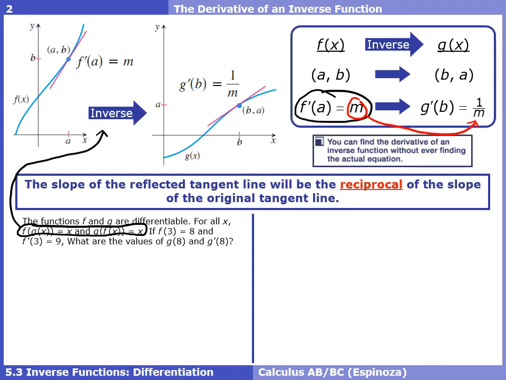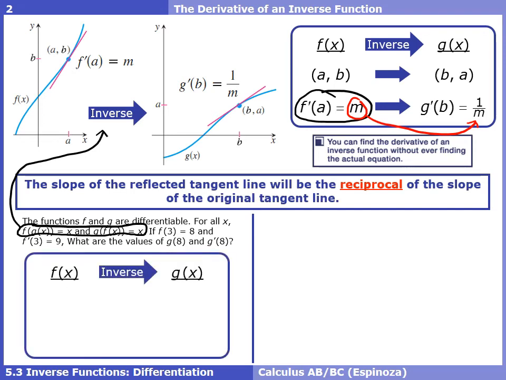They tell us that f of 3 is 8, f prime of 3 is 9, and I want to find two values, g of 8 and g prime of 8. So let's go ahead and set up our little table. We know they give us the point f of 3 equals 8. So it's going to be the point (3, 8) on our f function, which would mean on our g function, the point would be (8, 3). And we've already answered one of the two questions. They asked us to find g of 8, and you can see right here we have the point (8, 3), which means g of 8 is equal to 3.